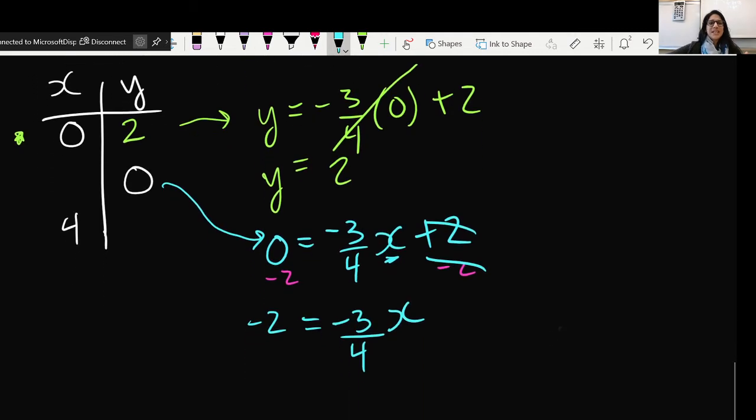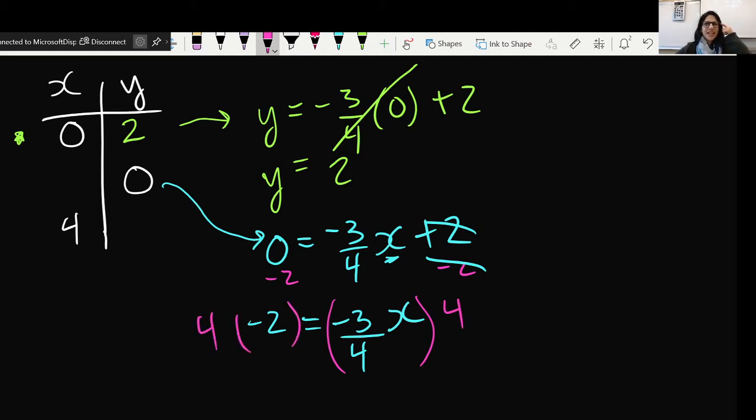We can do this step by step. If I want to get rid of the 4, and algebra is all about opposites, what's the opposite of what's going on here? How do I get rid of the 4? Nope. We're dividing by 4 here. What's the opposite of dividing by 4? We multiply both sides by 4.